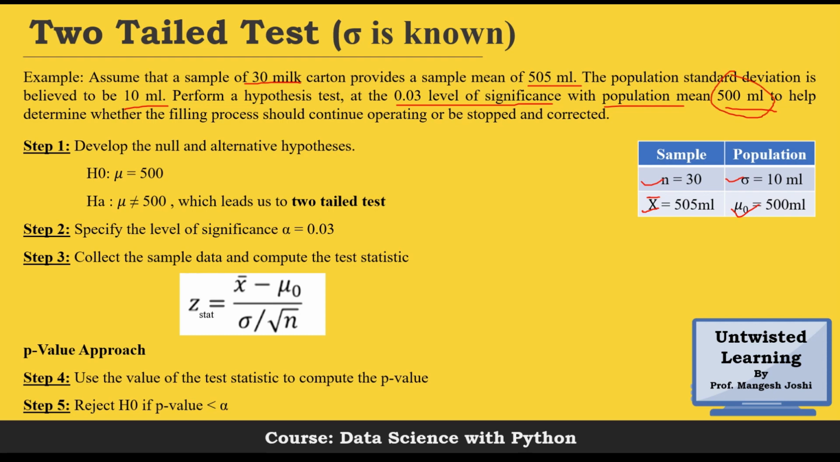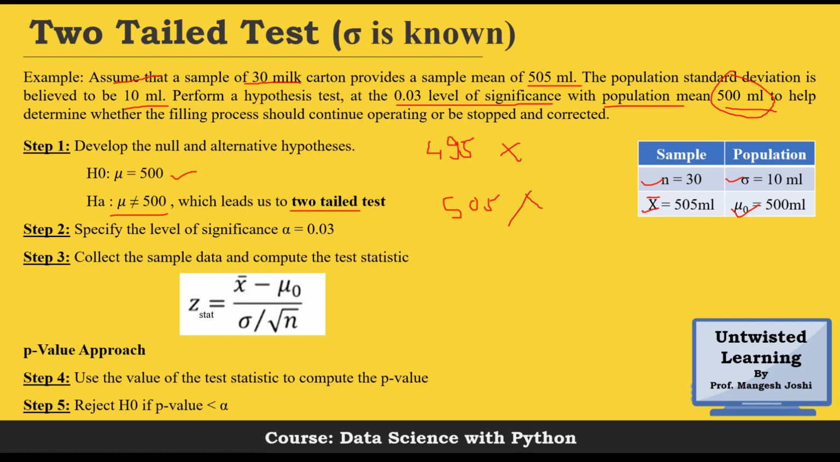So develop the null and alternate hypothesis. Since it is required that the milk carton be filled to exactly 500 ml, your null hypothesis becomes mu is equal to 500, and opposite to that, mu is not equal to 500. Even if you fill 495, it is wrong. Even if you fill 505, it is wrong, right? And hence this leads us to a two-tailed test.